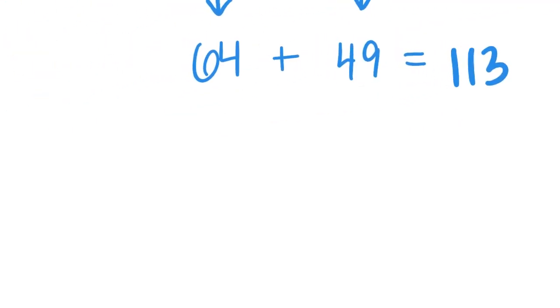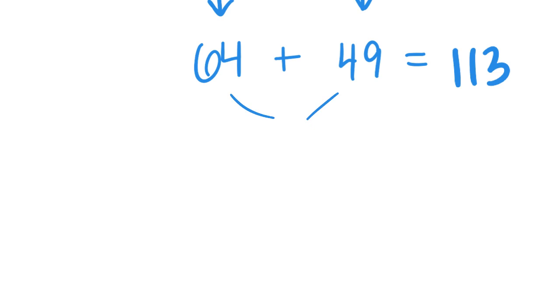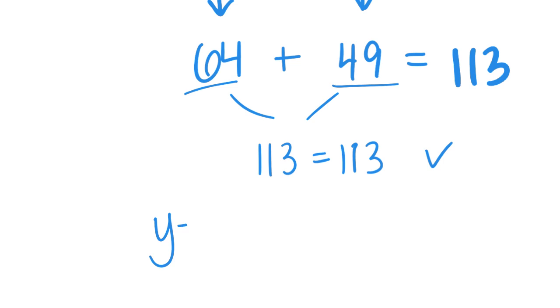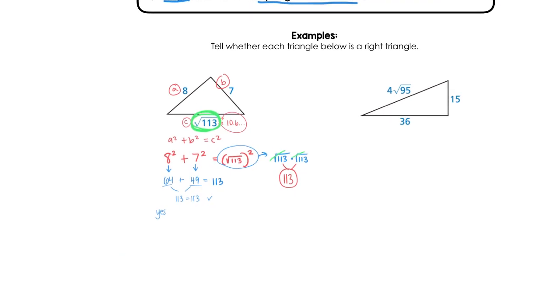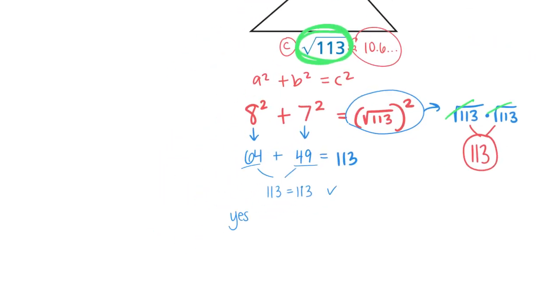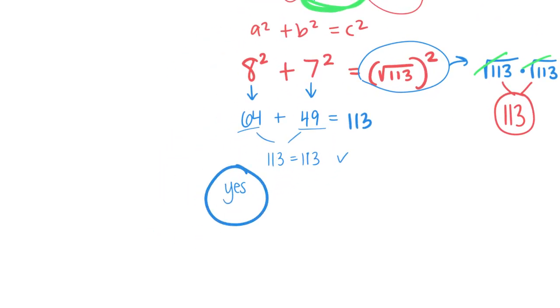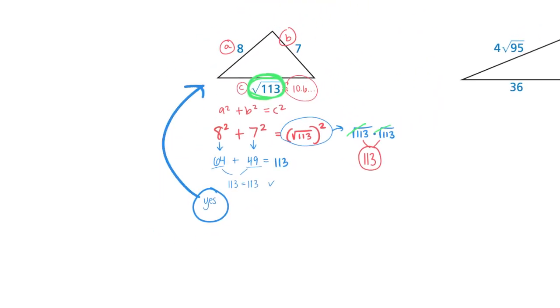Okay, and then we're just going to go ahead and see if these actually add up to 113. So 64 plus 49, that does in fact equal 113. So since this worked out, we would say yes, this was a right triangle. Because that was the question here, right? It says tell whether each triangle below is a right triangle. So we're going to go ahead and say yes. This one is definitely a right triangle because the Pythagorean theorem worked for this.